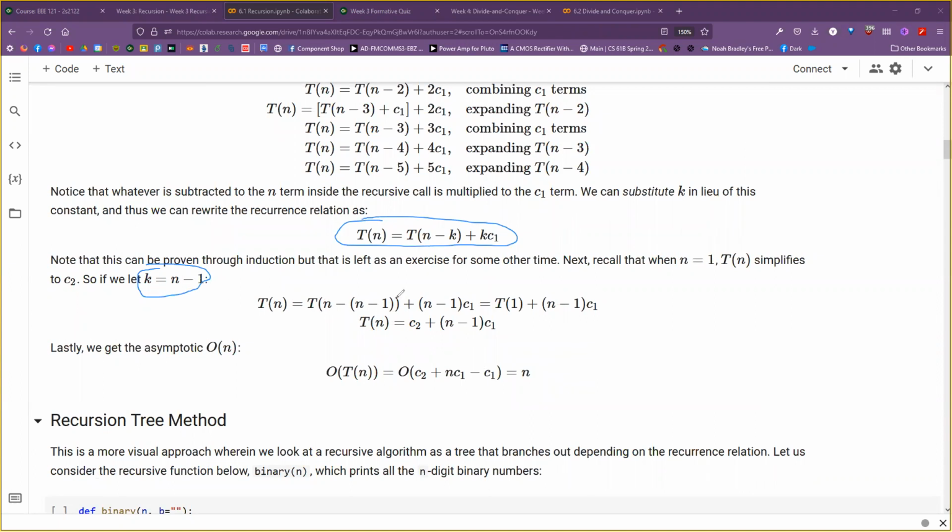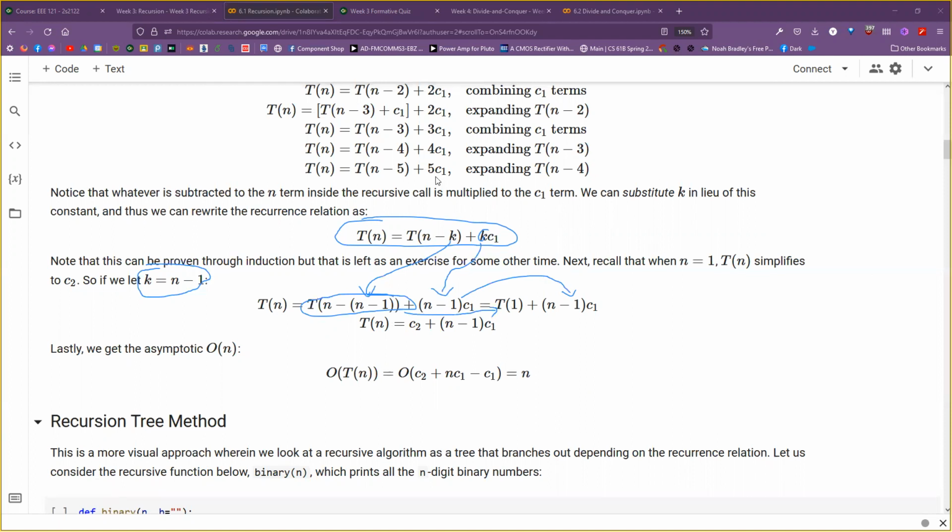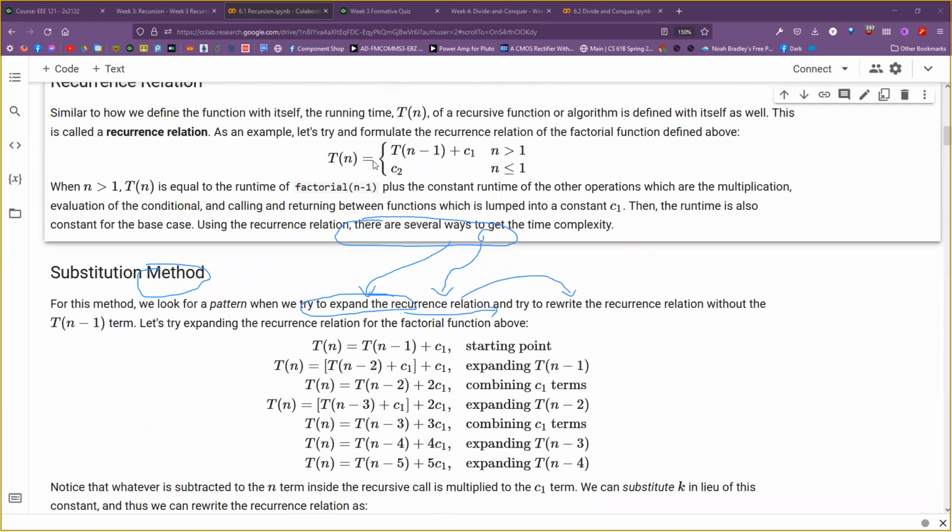And since k is equal to n minus 1, k becomes n minus 1 over here. And then k over here becomes n minus 1 here. So our first term, T of n minus 1, eventually becomes just T of 1. And then recall that T of 1 is already defined by our recurrence relation as C2.